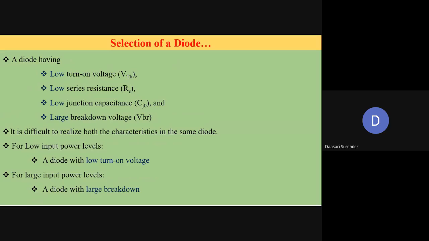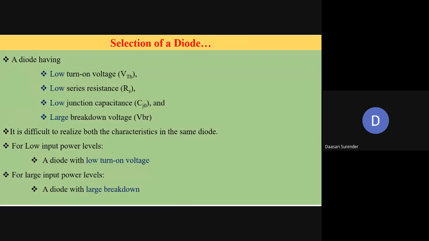Selection of a diode. A rectifier is the primary component in the rectenna system. So choosing a diode is one of the important characteristic parameters in the rectenna design. Before designing a rectenna, we have to go for a particular diode.